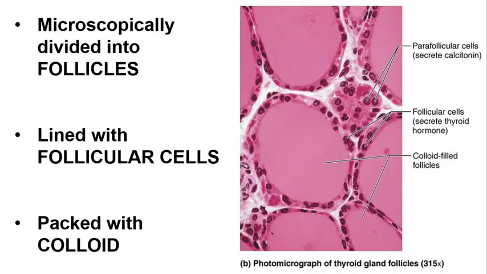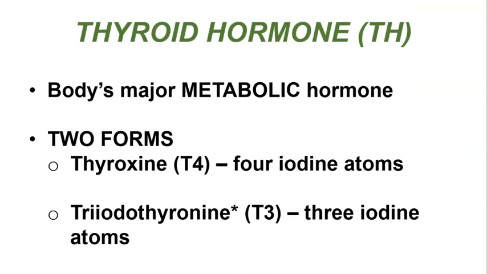Microscopically, we see that the thyroid is divided into small spherical structures that are called follicles. Lining the walls of the follicles are the follicular cells. These are the cells that manufacture and secrete thyroid hormone. The center of the follicles are packed with an amber-colored protein that is referred to as colloid. The follicle cells produce and secrete thyroid hormone.